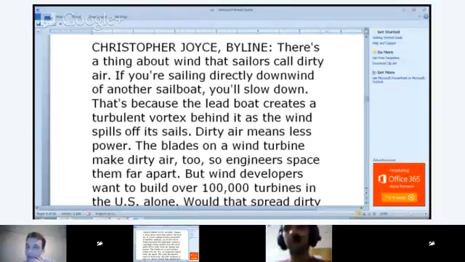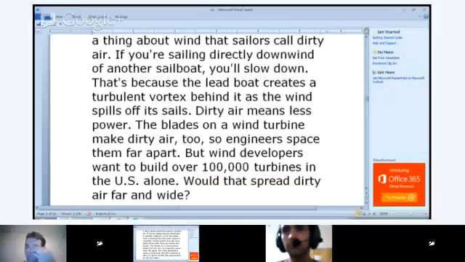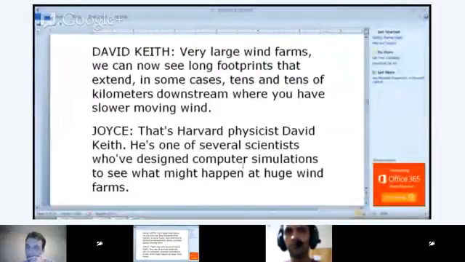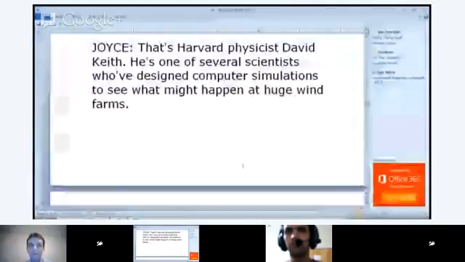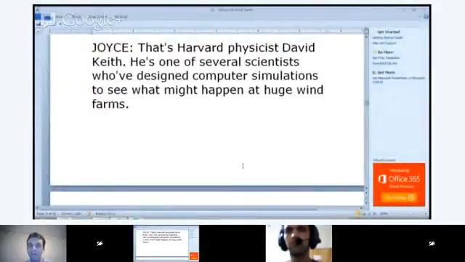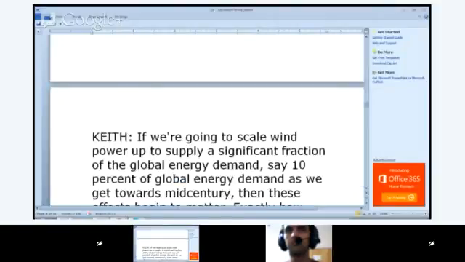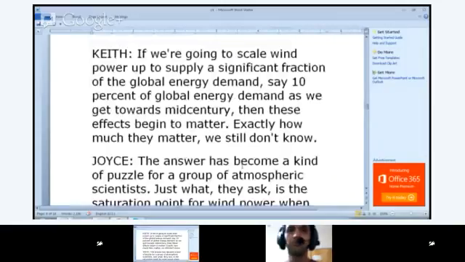Very large wind farms, we can now see long footprints that extend in some cases tens and tens of kilometers downstream where you have slower moving wind. That's Harvard physicist David Keith. He's one of several scientists who've designed computer simulations to see what might happen at huge wind farms. If we're going to scale wind power up to supply a significant fraction of the global energy demand, say 10% of global energy demand as we get towards mid-century, then these effects begin to matter. Exactly how much they matter, we still don't know.